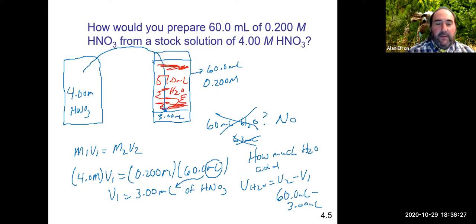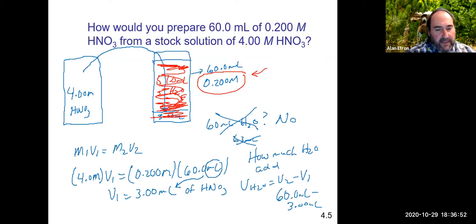All right. So we got 57 milliliters of water with our 3 milliliters of our nitric acid. That gives us, again, a grand total of 60 total milliliters. Give it a good mix, shake, shake. And you will then have a nice solution here that is 0.2 molar in terms of its concentration.